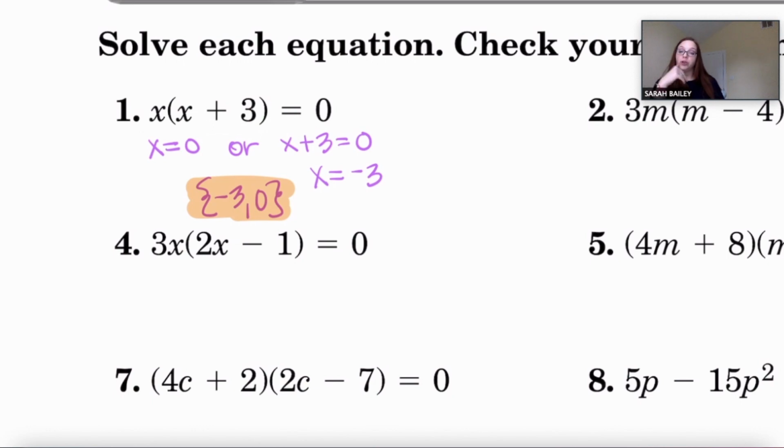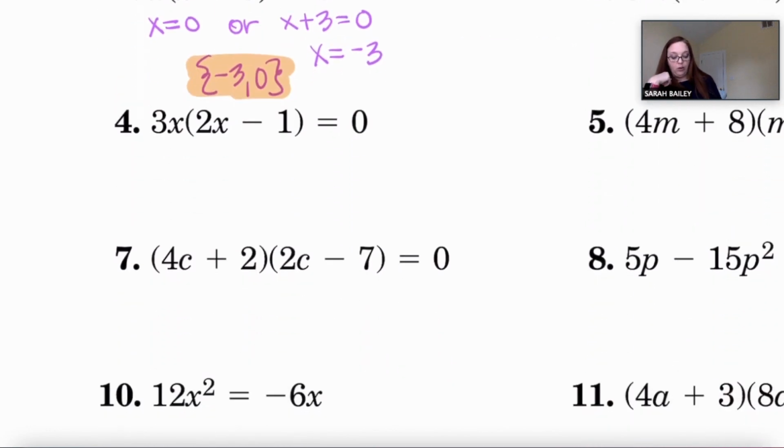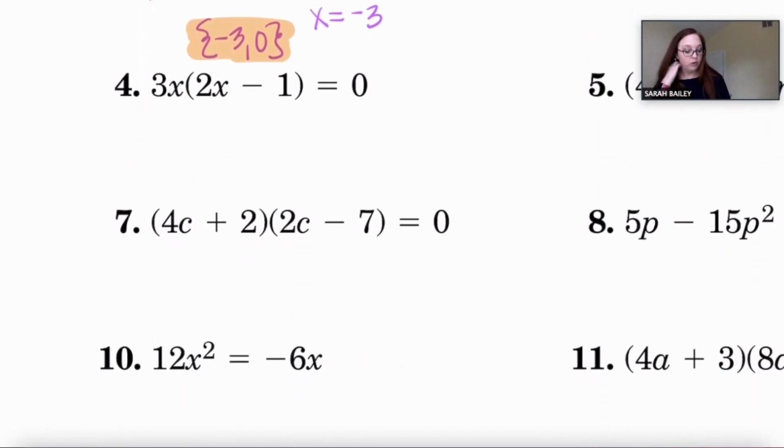Look at number 4. We're going to go straight down. Again, you've got two factors. You've got 3x is a factor and 2x minus 1 is a factor. And then they're multiplying together to give you 0. Well, that means that either 3x is equal to 0 or, and you do need to write the word or, 2x minus 1 is equal to 0.